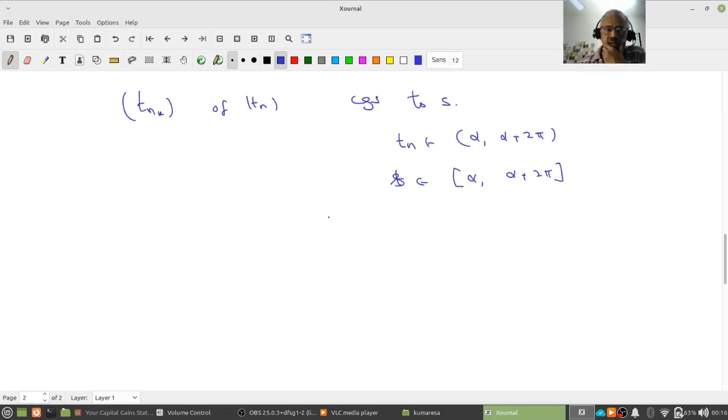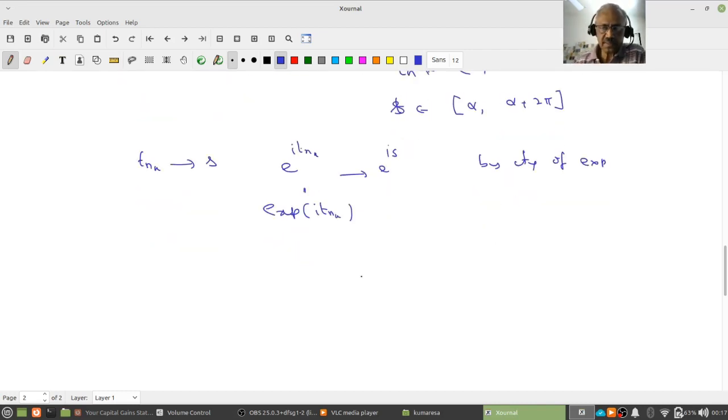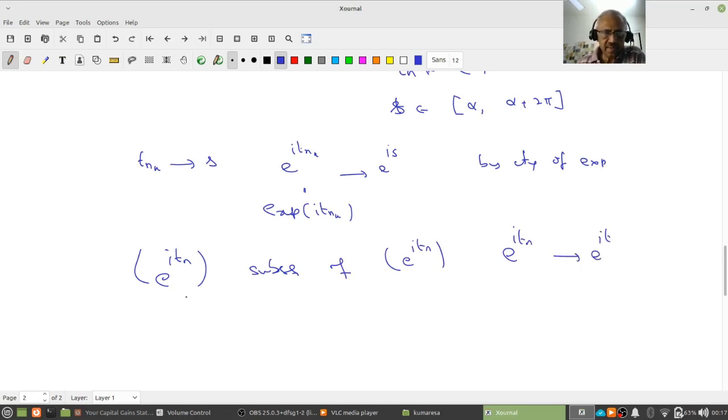Okay. Now what are the things I want to do? First, notice that since T_nk converges to S, e power i T_nk converges to e power iS. This is by continuity of the exponential map. T_nk going to i T_nk, that going to exponential i T_nk. As I said yesterday, I will write exponential i T_nk as e power i T_nk. But notice that e power i T_nk is a subsequence of e power i Tn. And what do I know about e power i Tn? I know it converges to e power it. And this convergent subsequence converges to e power iS. Therefore, what is the conclusion? By the uniqueness of the limit, e power iS must be equal to e power it.